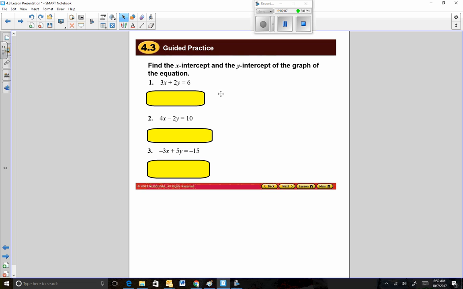All right, I would like you guys to try these three. Pause your video. Make sure you get your x-intercept and your y-intercept. Please don't just leave numbers. You need to go ahead and identify and write the word x.